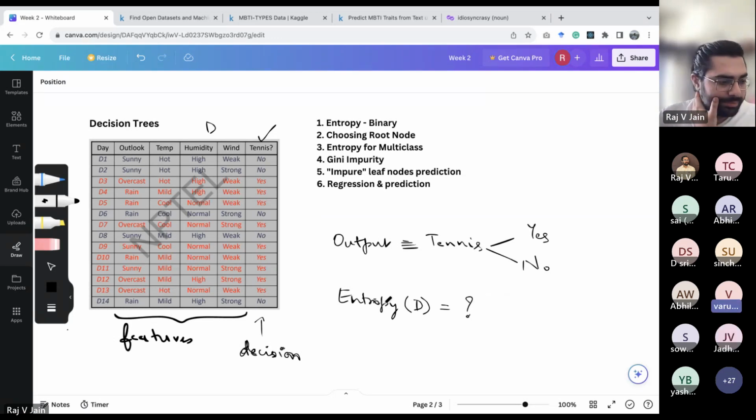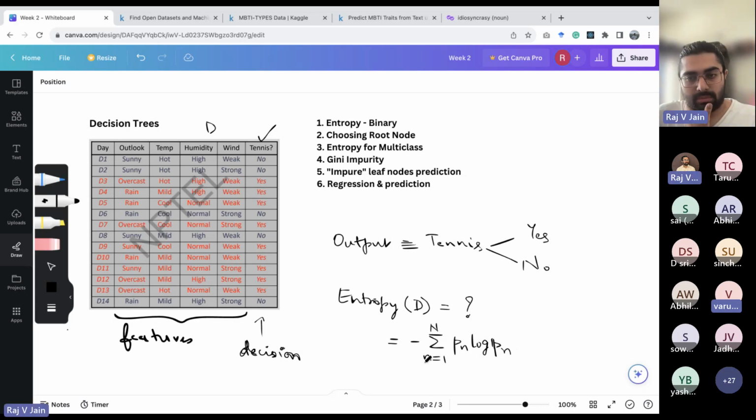Yeah, that is the formula: minus the summation of Pi log Pi, with i going from 1 to n, the number of rows. Yeah, Pi log Pi, or Pn log Pn. So it is the summation of all P log P, where P is the probability of each thing.